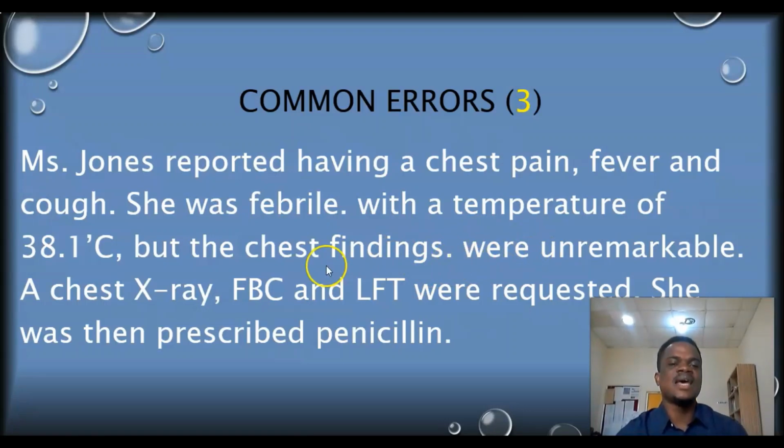I've seen things like this. So when you are making a statement, there should be a subject and there should be a verb, plus or minus an object, before you can add full stops. For instance, let's take a look at the first sentence. Ms. Jones reported having a chest pain, fever, and cough. Here, Miss Jones is the subject, reported having is the verb, and a chest pain, fever, and cough are the objects here.